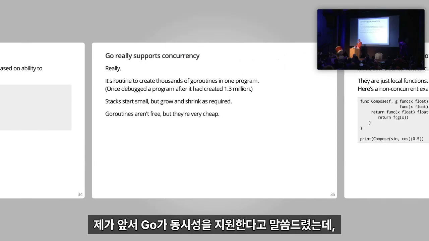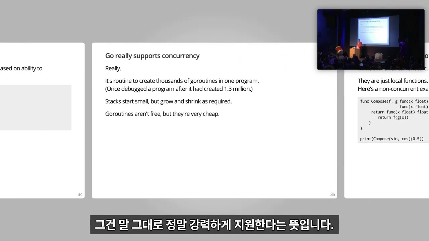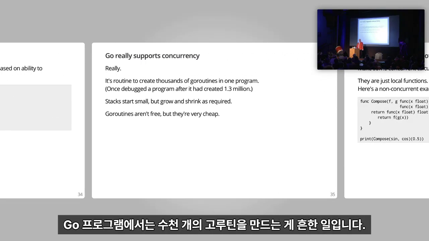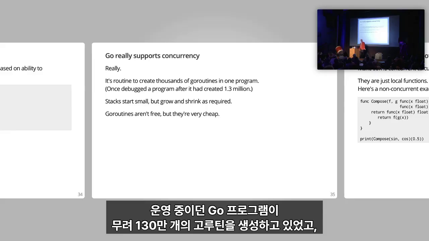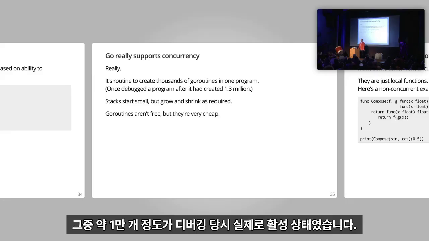Now, I said Go supports concurrency, and I mean it. It really supports concurrency. It is routine in a Go program to create thousands of Go routines. And we were once debugging, actually live at a conference, a Go program that was running in production that had created 1.3 million Go routines and had something in the neighborhood of 10,000 actually active at the time we were debugging it.